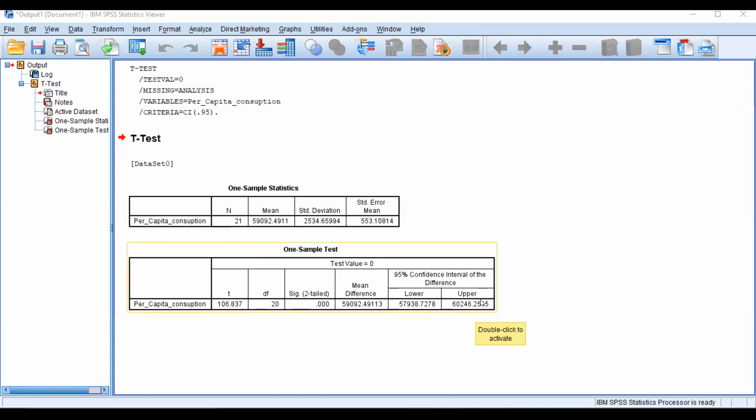Is that clear? So it means they are a higher group, a higher class, a high level of society. They are consuming more. In that way we can do a one sample t-test with the example of per capita consumption. Is that clear? Then I'm moving toward the next example. It was one economic example, but the one sample t-test can be applicable in various fields with various interpretations.